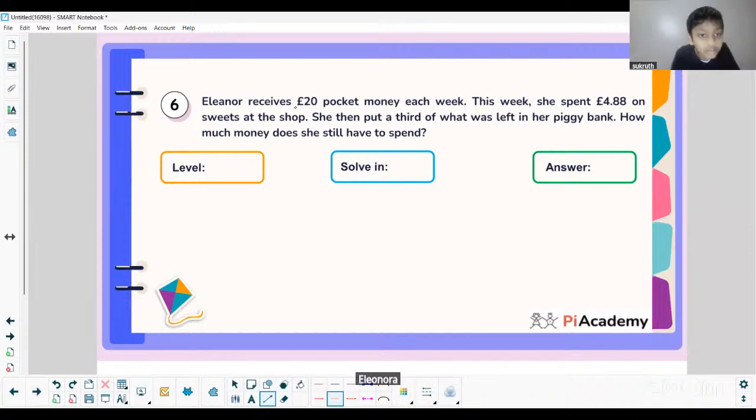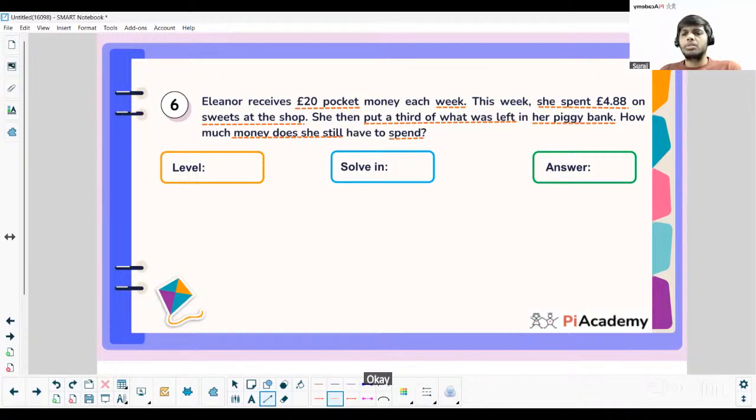Eleanor receives £20 pocket money each week. This week she spent £4.88 on sweets at the shop. She then put a third of what was left in her piggy bank. How much money does she still have to spend?